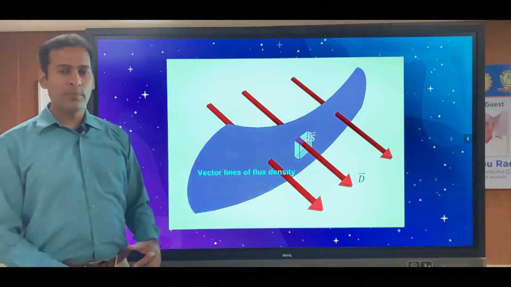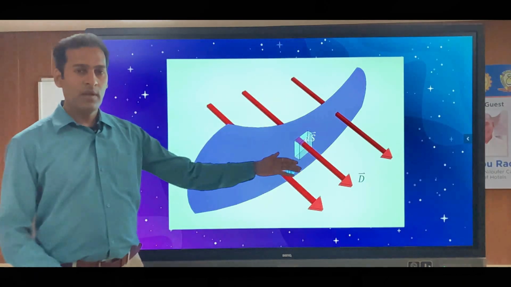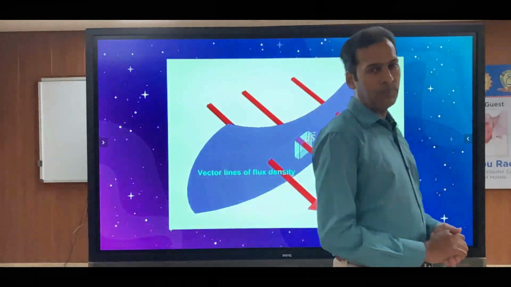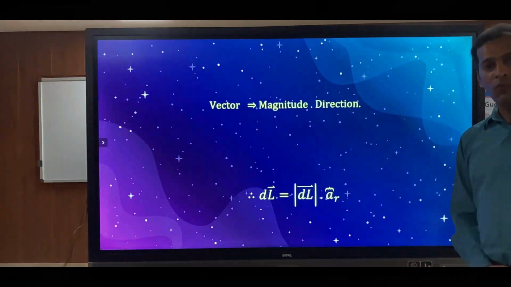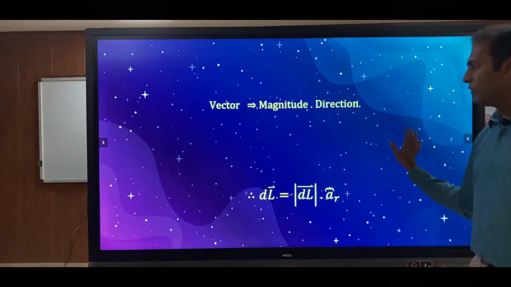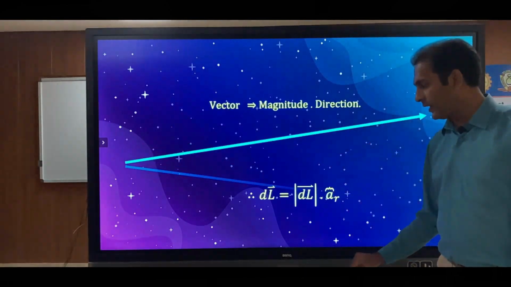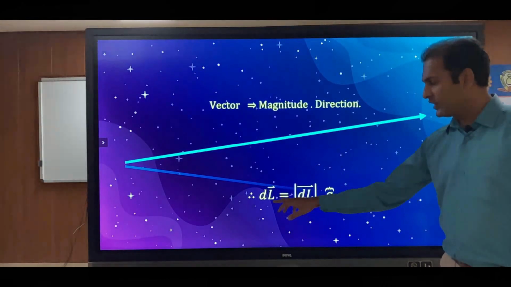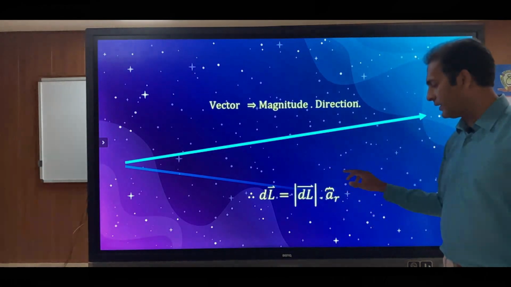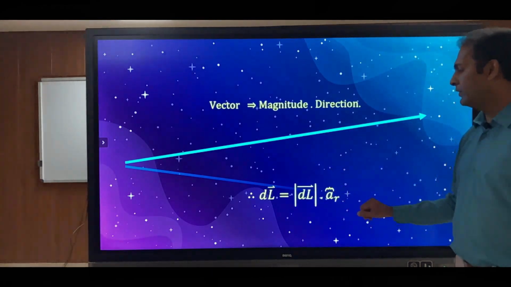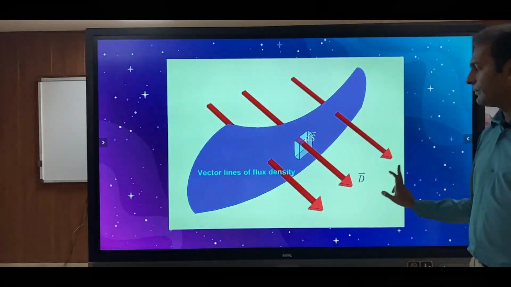So, here we have an example of electric flux density lines which are crossing a surface, and we have to study them in space. Now, if we take the definition of a vector, it is given by magnitude into direction. So, if we have a line as vector component d, then its differential component will be given by dl bar equal to modulus of dl into the direction of dl. So, these directions are denoted by AR cap.